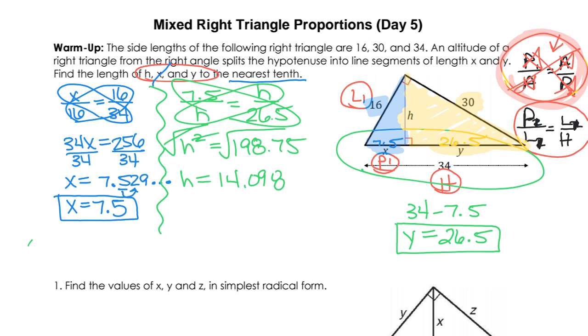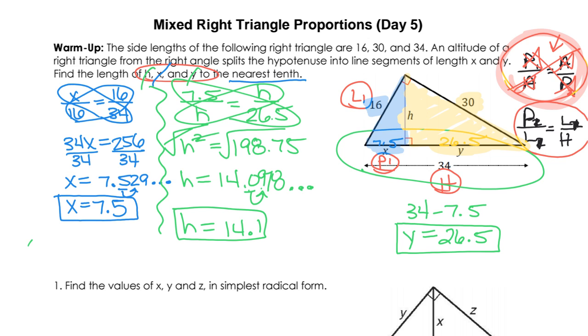14.098. Oh, excuse me, 14.0978. Okay, dot, dot, dot. And because again, the directions say nearest tenth, our h is going to come out to be 14 point, and the 9 is going to round the 0 to a 1. And now I have h and I have y, and all three pieces are solved for.